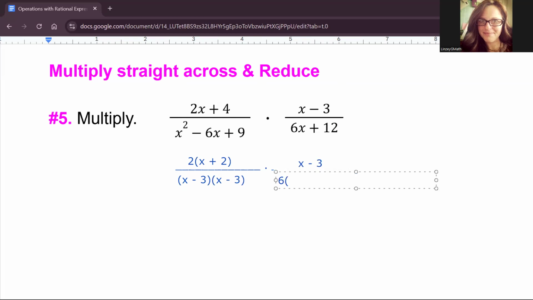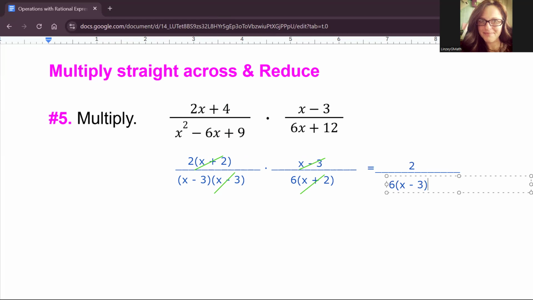Factoring out the greatest common factor of 6, we're left with x plus 2. Now you can cancel before you multiply straight across. I'll do that here. And we can cancel x plus 2 diagonally, x minus 3, one of them, diagonally. And now we can multiply straight across. Top and bottom, we get 2 times 1, which is just 2. And then we get 6 times x minus 3 in the bottom.